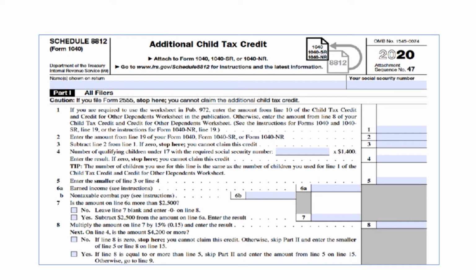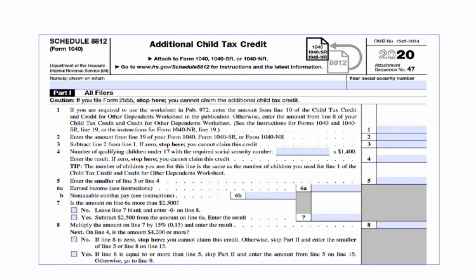So I'm continuing here. We were talking about line 6, so now we have line 7. On line 7, you need to check yes or no to indicate whether the amount on line 6A is more than 2,500. Now remember that it's very important to understand: you must have at least 2,500 in earned income to claim the additional child tax credit. You've got to have a little bit of income. If you answer no, you'll leave line 7 blank and enter a 0 on line 8. If the amount on line 6A is more than the threshold of $2,500, you will subtract $2,500 from the amount on line 6A and enter the result on line 7. Do you see that?